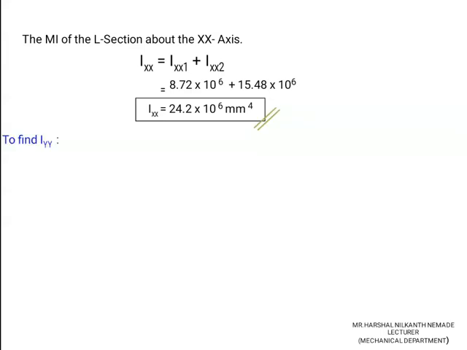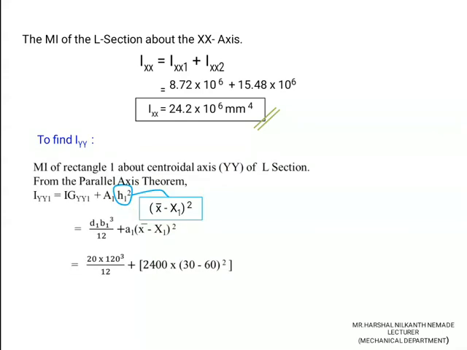Now to find Iyy. Moment of inertia of rectangle 1 about the centroidal axis yy of the L section from the parallel axis theorem: Iyy1 is equal to Igyy1 plus a1 multiplied by h1 square. h1 square I will write as x bar minus x1 square. Substituting all values, Iyy1 is equal to 5.04 multiplied by 10 raised to 6 mm raised to 4.